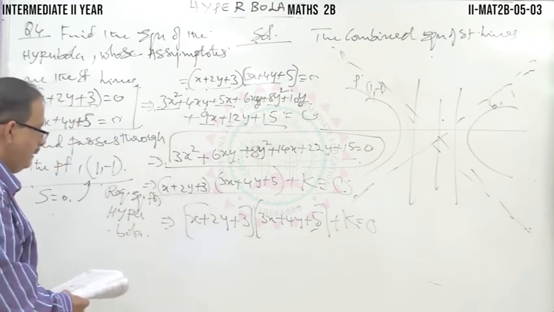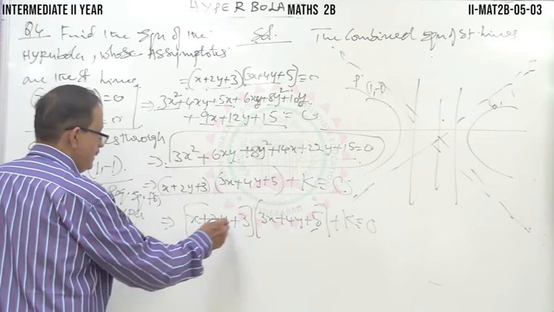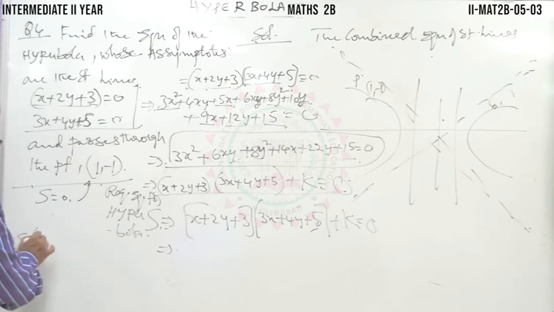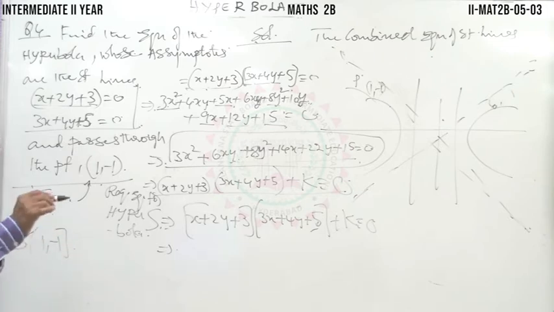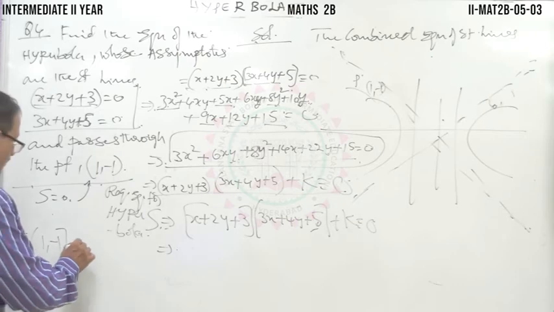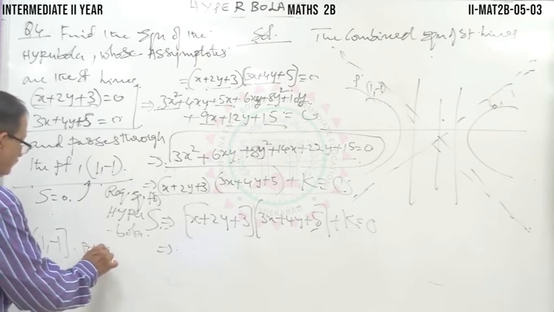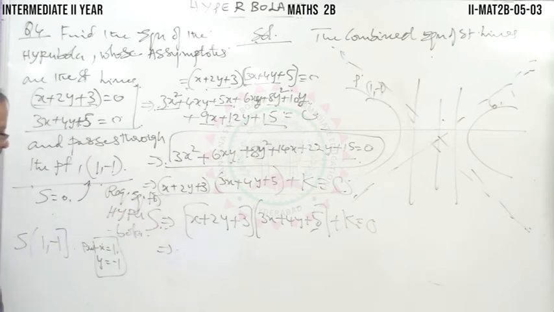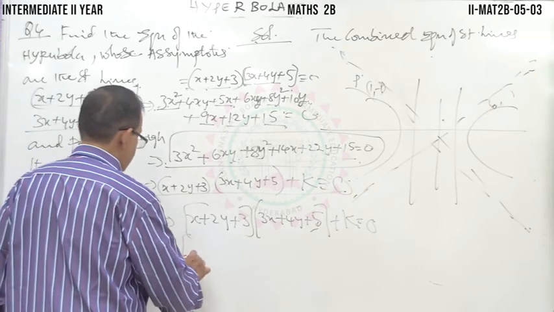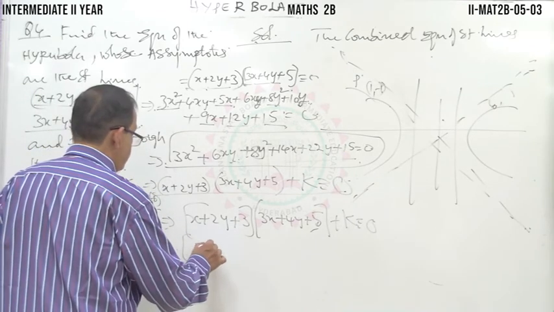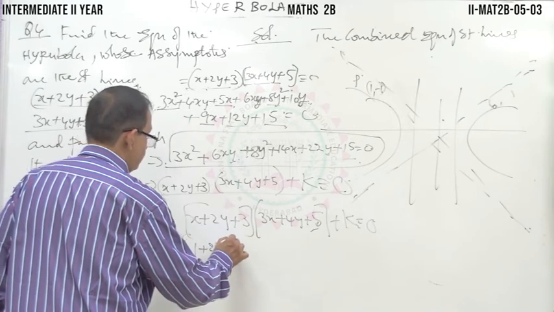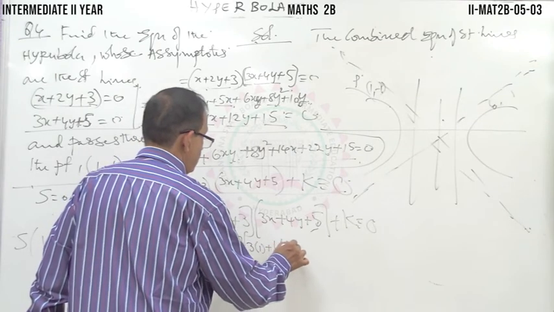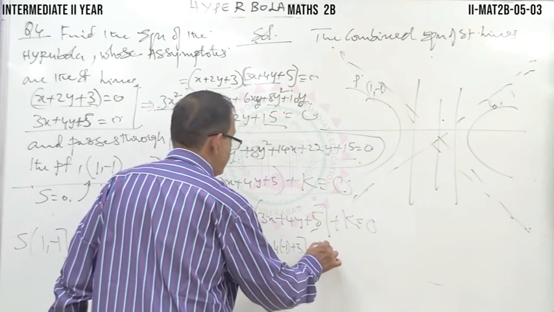Now let us see, to simplify the answer, this required equation S is passing through which point? S is passing through 1 comma minus 1. That means wherever x is there, put x is equal to 1 and y is equal to minus 1 in the above equation. So 1 plus 2 into minus 1 plus 3. Similarly, 3 into 1 plus 4 into minus 1 plus 5 plus constant k is 0.